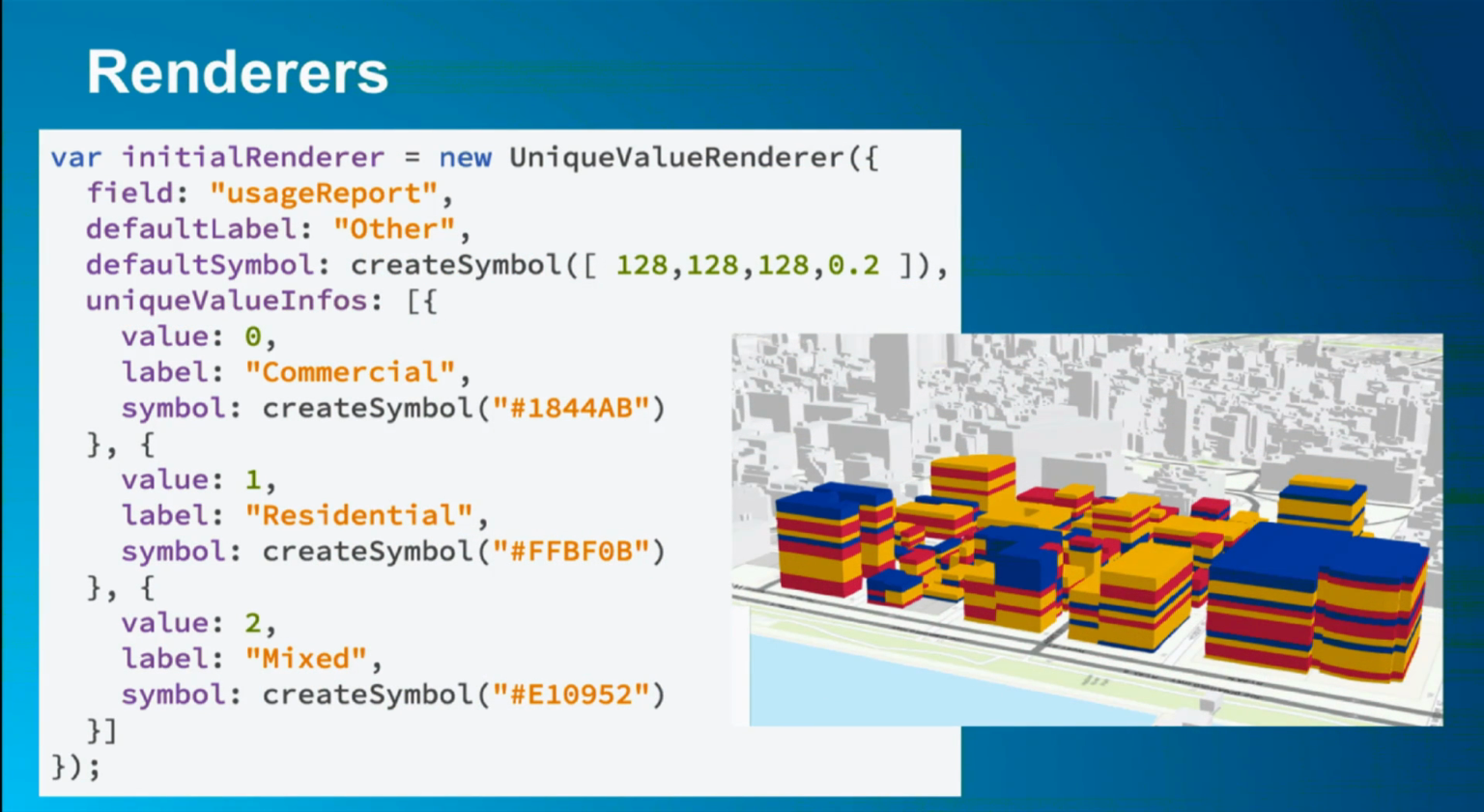And so this is what the renderer looks like. I wrote a function called createSymbol. It just returns a MeshSymbol3D, and it returns it with the color that I pass in to the parameter. And I set it into a unique value renderer based on the usage report field, which is indicating the usage type of the floor. And if it's commercial, I'm going to give it that blue color, and residential yellow mixed pink. And as you can tell, these values are numeric, so those aren't very helpful to the user, so you're able to set the label on those in the legend to make it more readable.